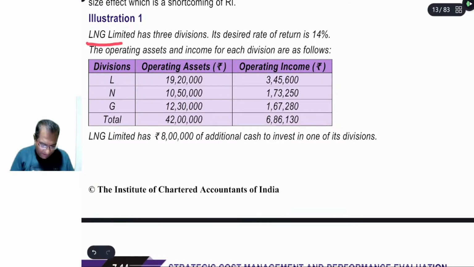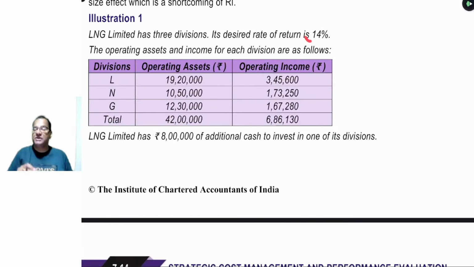LNG Limited has 3 departments. Its desired rate of return is 14%. कंपनी के पास 3 डिपार्टमेंट है. Its desired rate of return, मतलब कंपनी, so we can assume this as a cost of capital in the absence of information. Okay, department L, department N, department G. Operating assets, it means fixed asset as well as working capital, been given to you. What is the operating income that has been given to you for all the department?